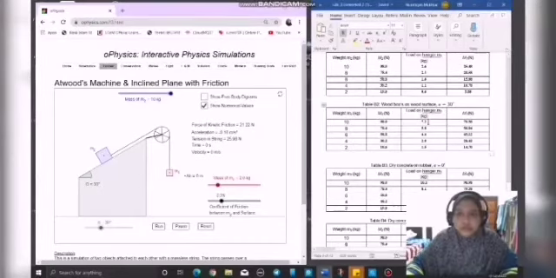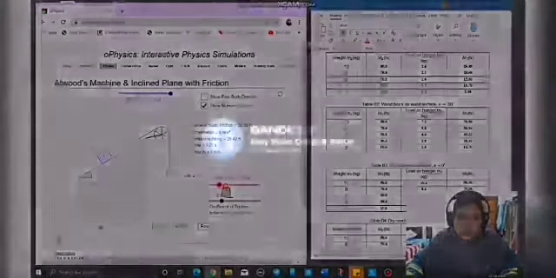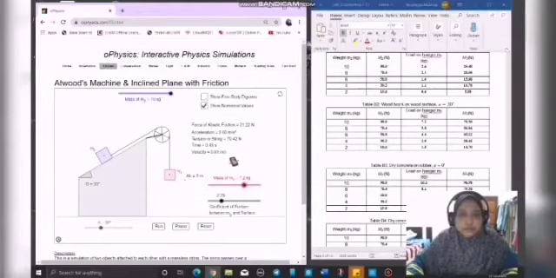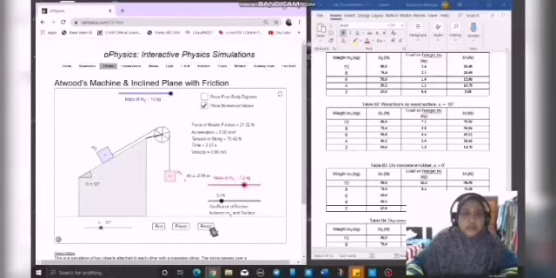For table 2, angle at 30 degrees and the mass still does not move, so acceleration is 0.02 meter per second squared and velocity keeps increasing.